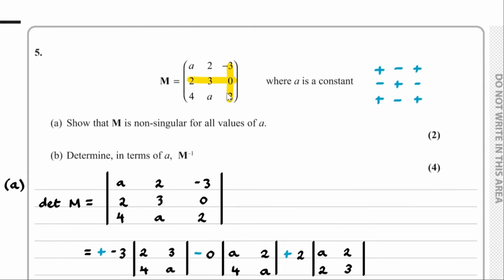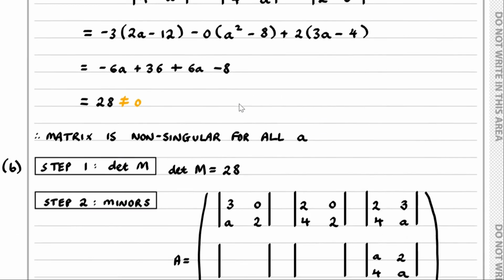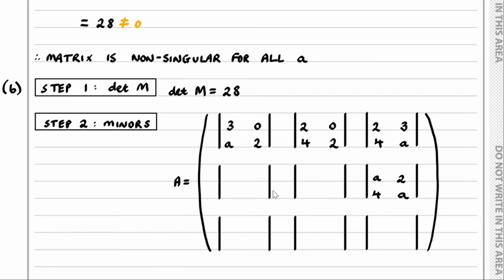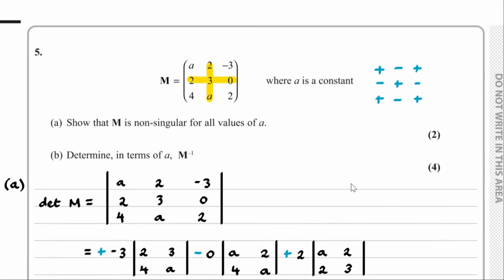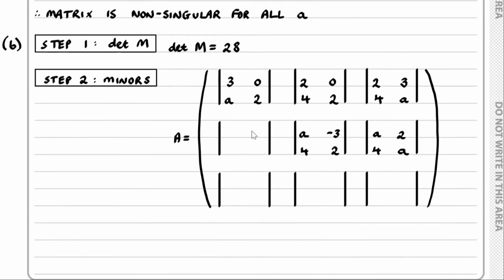And then for this middle one, I've got A minus 3, 4, 2. And then for the next one, I've got 2 minus 3, A2.